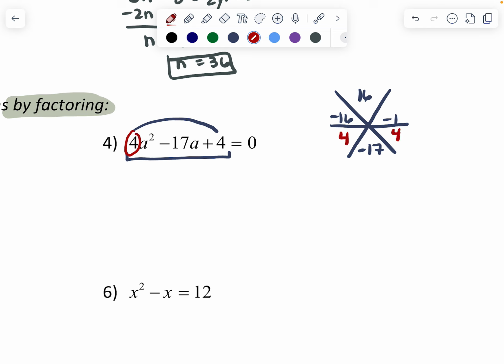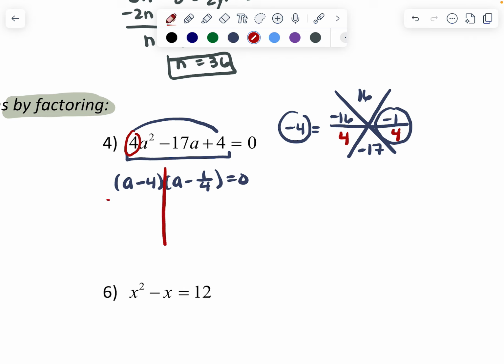And then let's go ahead and reduce these guys. So this reduces to negative 4. That's one of my factors. And this does not reduce, so I'm going to leave it negative 1/4. So this factors to a minus 4 times a minus 1/4 equals 0. And again, setting each factor equal to 0 is going to give me a equals 4, and then a equals 1/4.